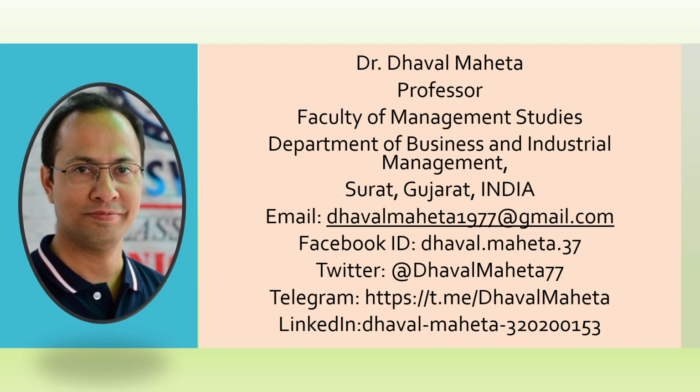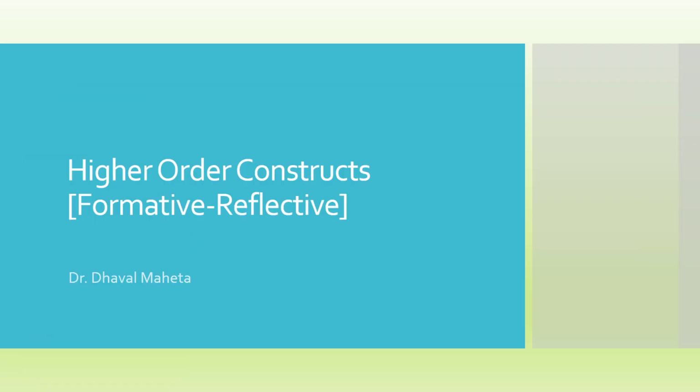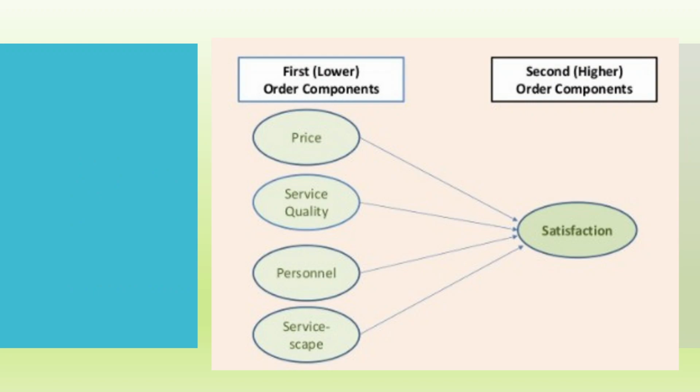This is Dr. Dhaval Maheta, and today we are going to talk about the higher order constructs formative reflective model. Here, price, service quality, personnel, and servicescape are all constructs which are being captured with some measured variables. When all these constructs combine together, they form another higher order construct known as satisfaction. So satisfaction is a second order component, a higher order component, and this model is known as a hierarchical model.